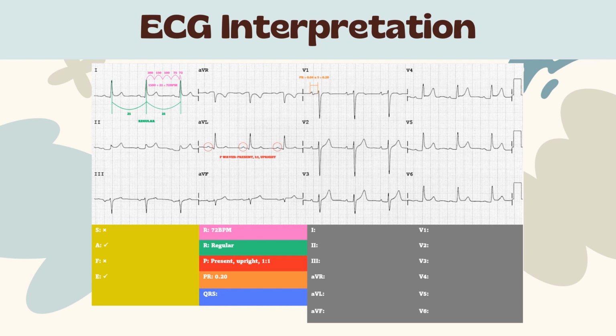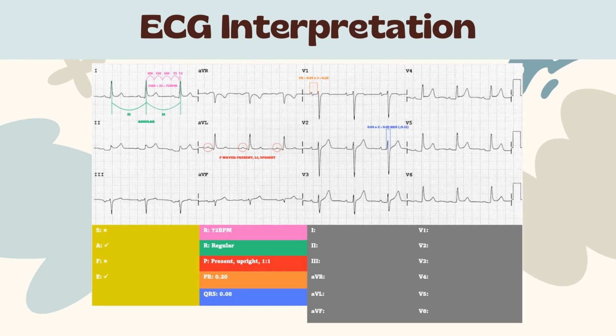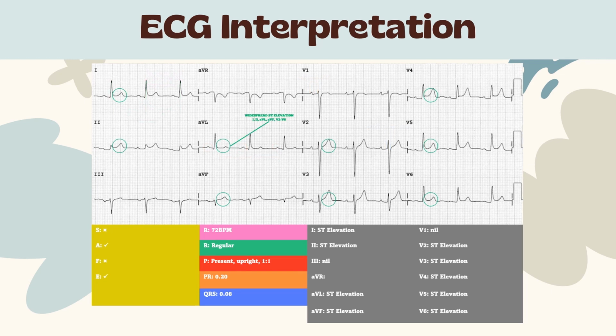If we look at the QRS complex in V2, we can see the QRS complex spans 2 small squares, giving us 0.08 seconds. This is within the normal range of 0.12 seconds, indicating normal ventricular depolarization. We can now move on to assess the ST segments and PR segments. Widespread ST elevation and PR depression are key findings. In leads 1, 2, AVL, AVF, and V2 to V6, we can observe concave ST elevation with corresponding PR depression. This is a common pattern associated with acute pericarditis.